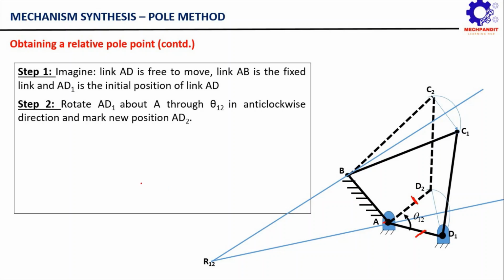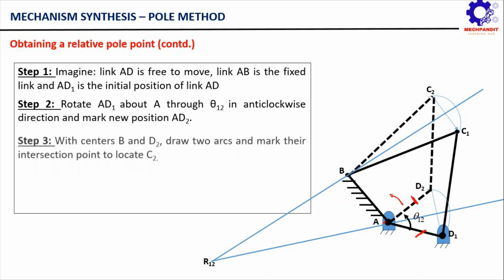Now again, as I mentioned, the next step is to rotate AD1 to position AD2 through theta 12 in the anti-clockwise direction. Just remember, when we were assuming that AB gets rotated through theta 12, the direction of rotation was clockwise, but here we are assuming that AD1 is rotating in the anti-clockwise fashion. Now this is our second step.